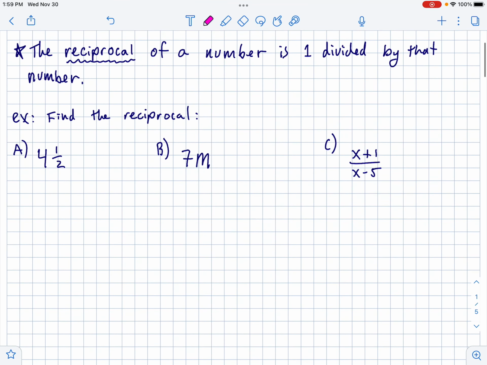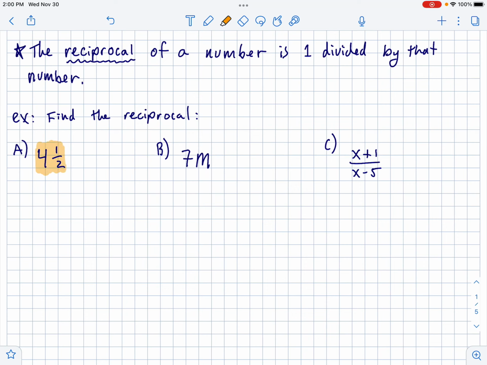Before we get to rational functions, we got to talk about reciprocals in general because they come up a lot with this. A reciprocal of a number is just 1 divided by that number. That's one way to get to it, but I'm going to show you guys a quicker way to do it. First up, we're going to find the reciprocal of each of these numbers.